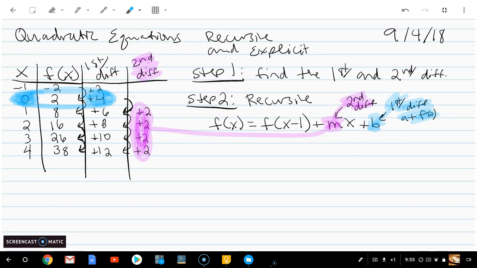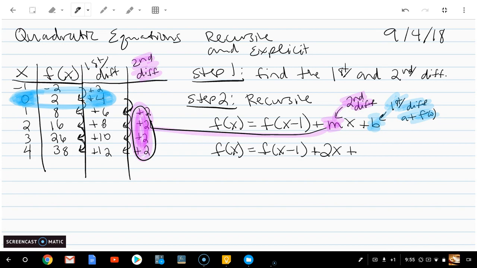So now we plug it in. So now I have f of x equals f of x minus 1 plus my m, which is right here. My m is 2, so I have 2x plus, and my b, I said, was right over here, +4. And then I need a point to connect that to on the graph. So any point will do, but I usually choose f of 1 equals 8.